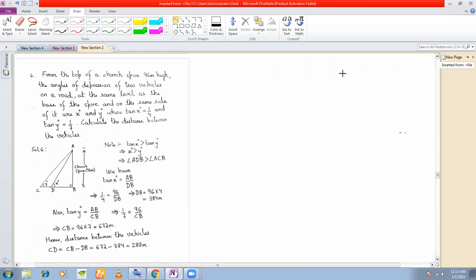Okay, so you have a church spire here, which is, let's call this church spire AB. Let's draw the ground level. This is your ground level, right? So this is the top of the church spire. And this church spire, what is the height of this? 96 meters.